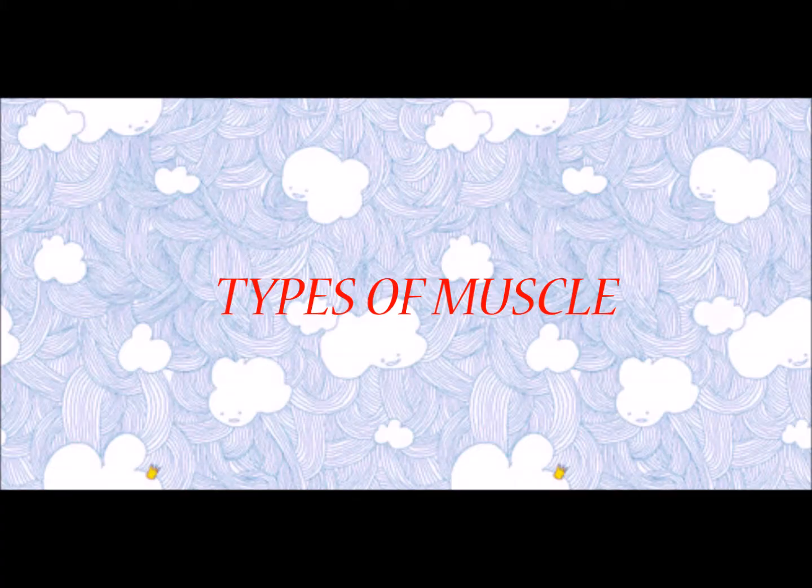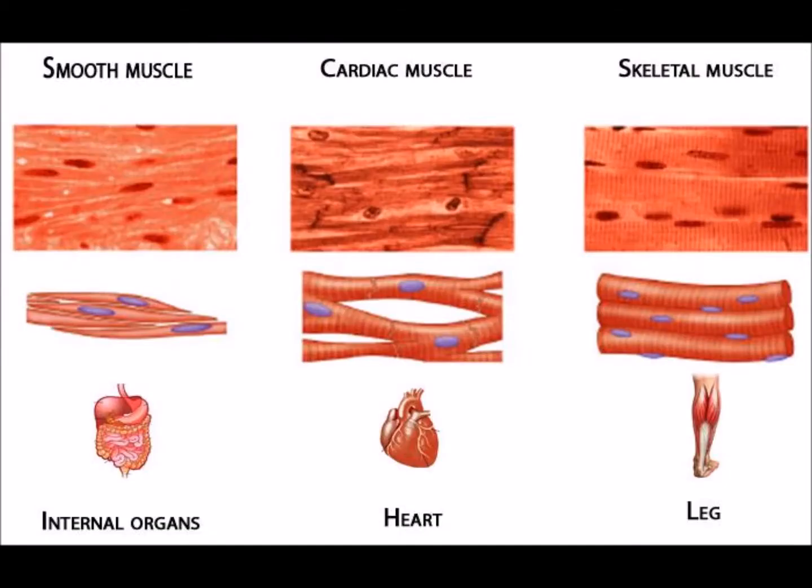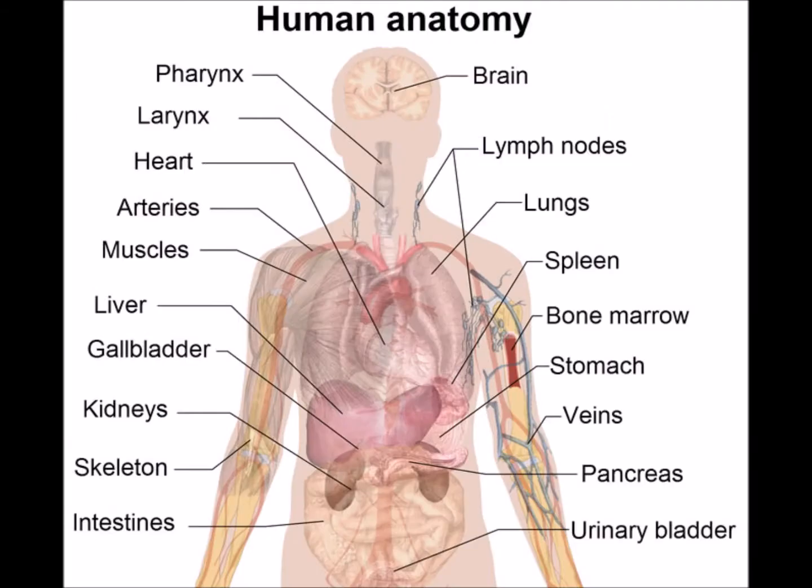There are three types of muscles in your body: smooth, cardiac, and skeletal muscles. Smooth muscles are found mainly in the walls of hollow organs, such as blood vessels and organs of the digestive tract. And these are responsible for involuntary actions, such as moving food through your digestive tract.